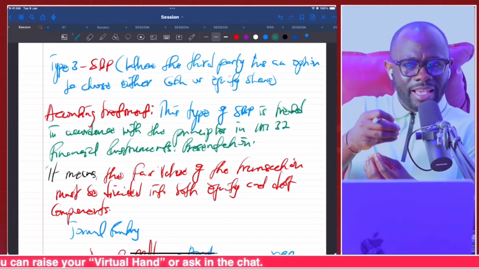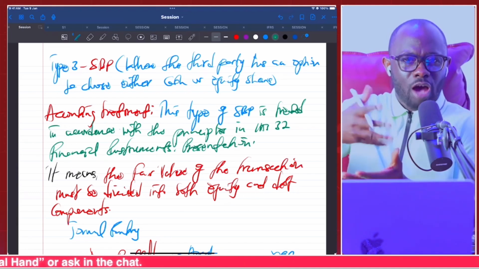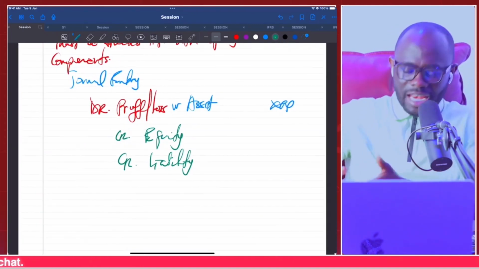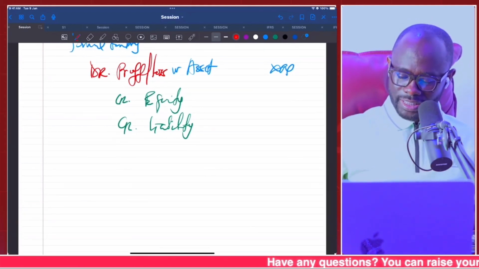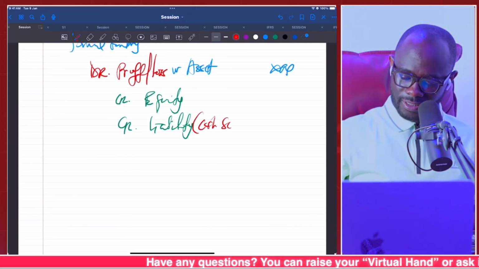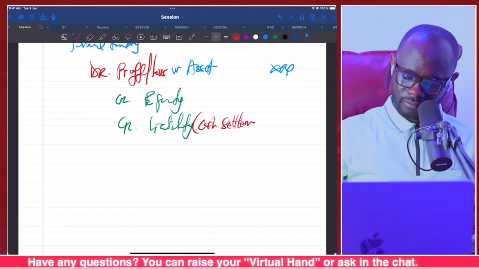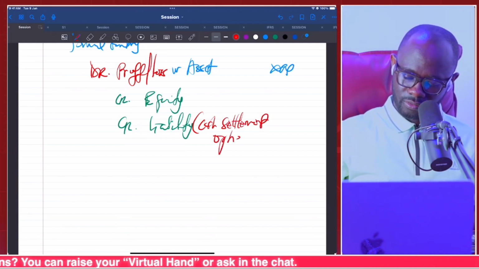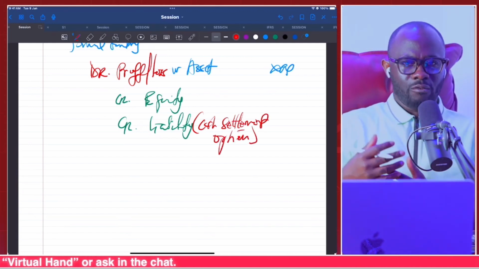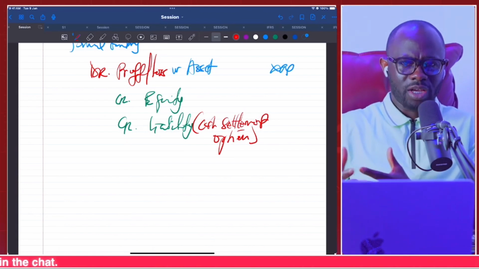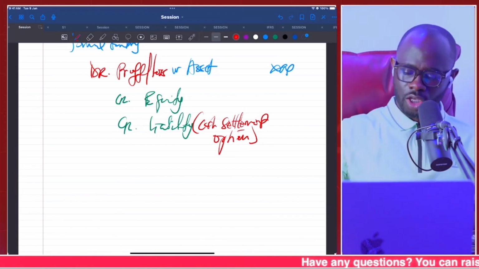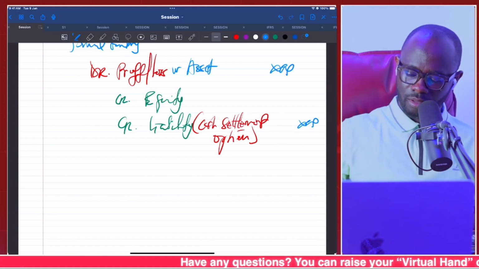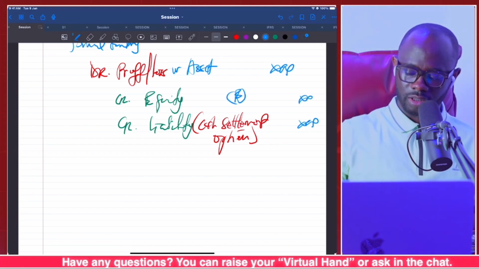So if the person is taking money, how much will we pay? That is the liability component. So this is the cash settlement option. If we were paying the person, how much money will we give to the person? That is the liability component. So the balancing figure becomes the equity component.